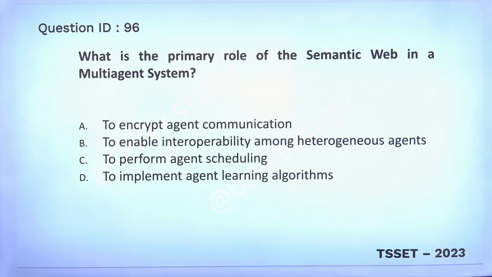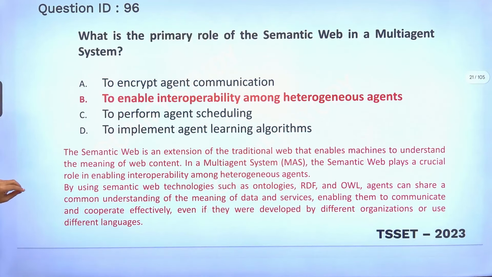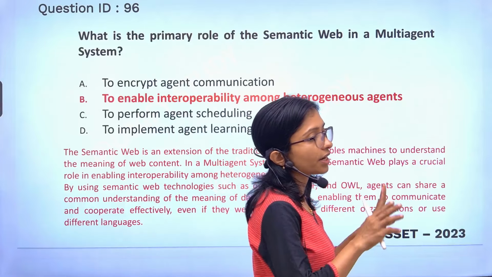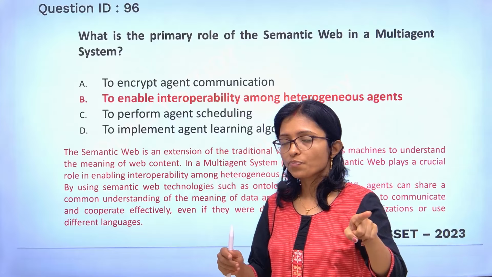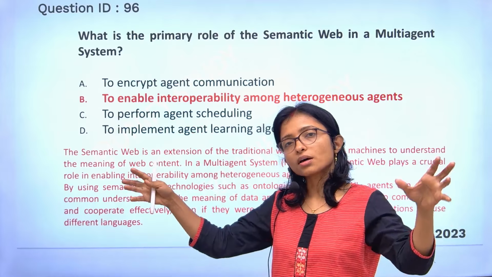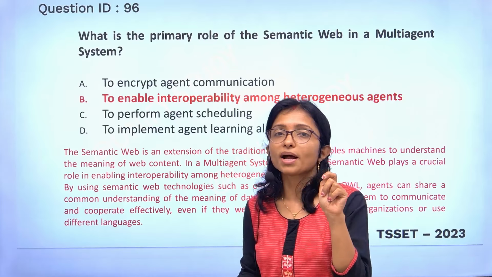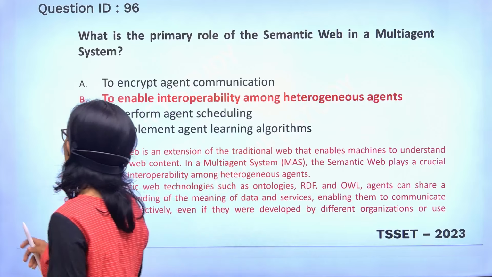Yes. So here, to enable the interoperability between the heterogeneous agents. The main concept of multi-agent is that there are different agents doing different types of work together. They are not doing the same type of work; they are doing different work but together as a team. That's why it is the main importance of multi-agent. Heterogeneous task means different types of task.